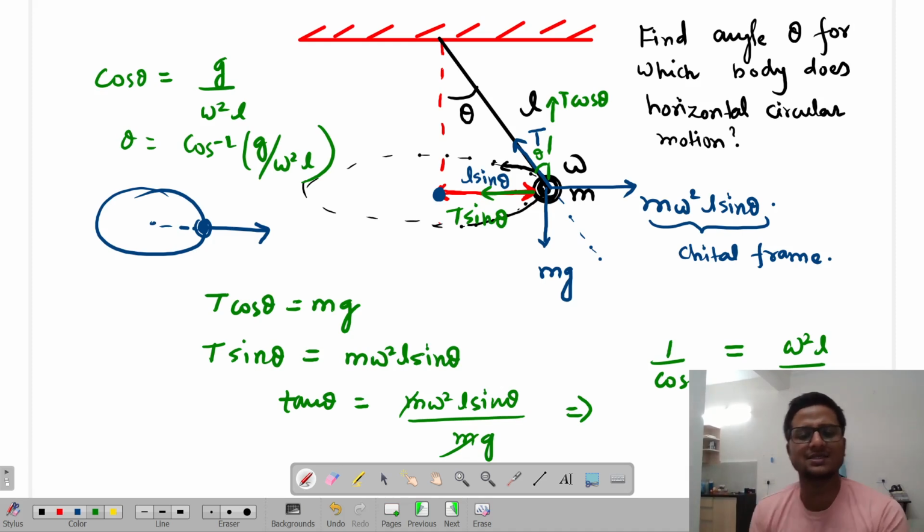So basically this is what you have to understand. Every time you have to think in this particular sense only, that what is happening.